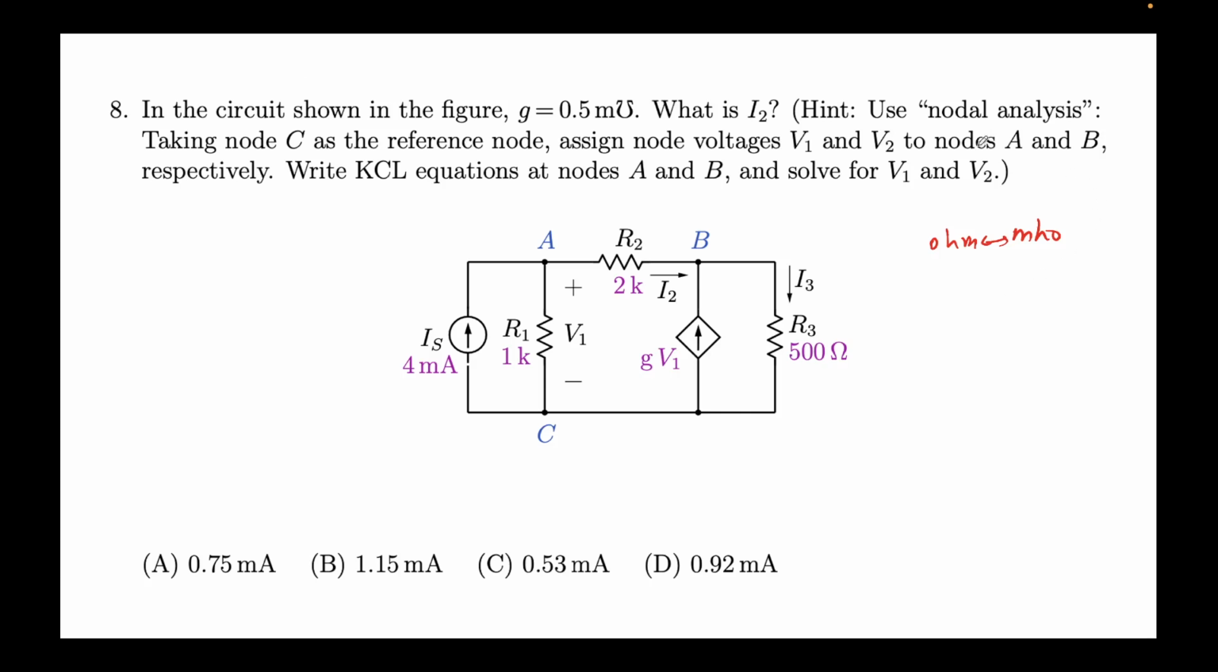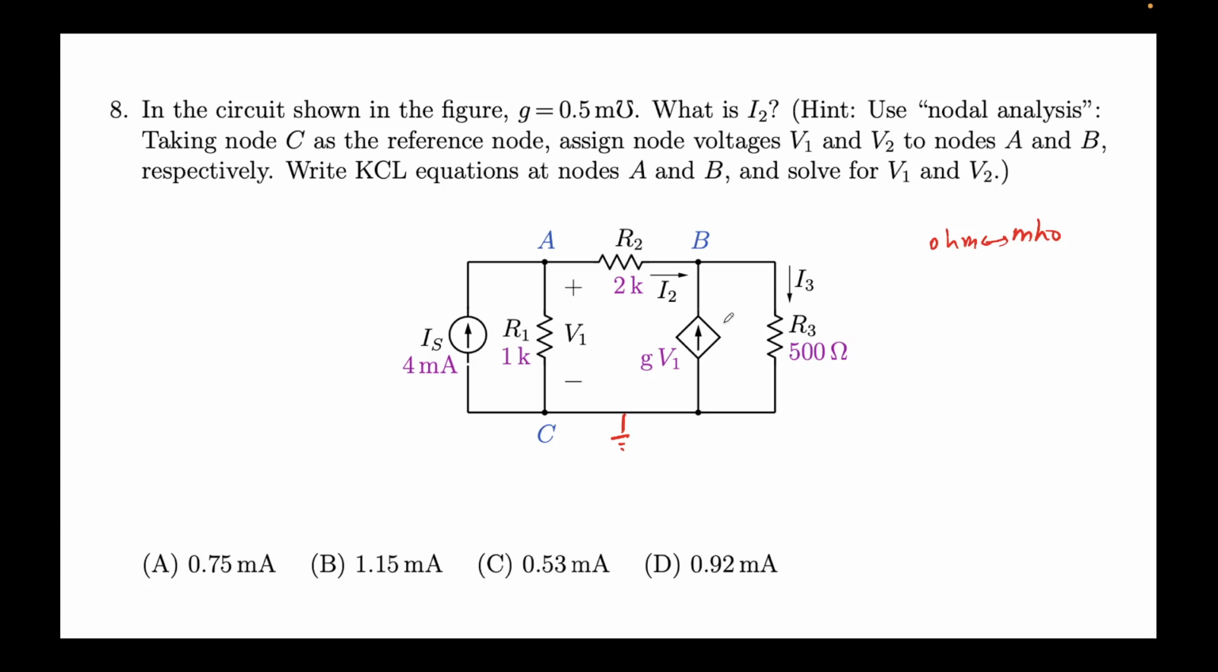So the hint is to use nodal analysis. In nodal analysis, we label the nodes and get the voltages and everything. Take C as the reference node, so we ground C. Let me ground this. The reference is at 0 volts. This means we assign node voltages V1 and V2. Okay, so everything is given, right? Write KCL at the nodes and solve for V1 and V2. Yeah, so this is a very crude method, so to say.